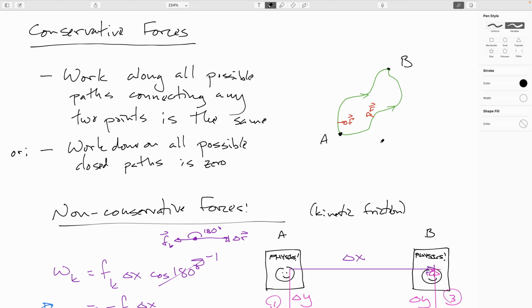So that's where we're going in the next video, when we properly define potential energy and get to the work energy theorem, which is distinct from the work kinetic energy theorem.